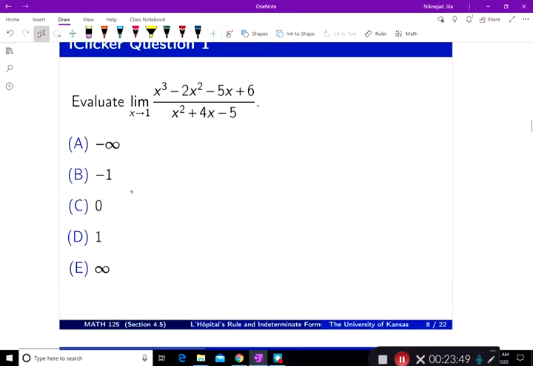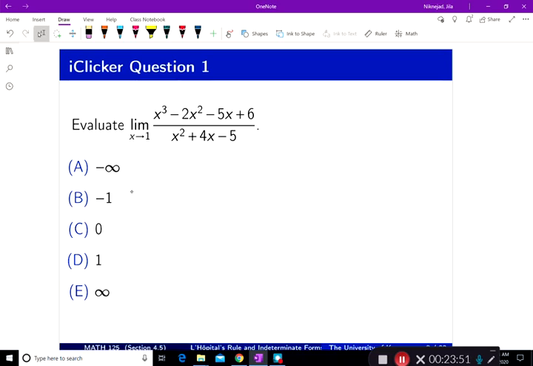Now let's go to iClicker question 1. Let's evaluate this limit. So I suggest taking a pause and coming back. So again, if I plug in 1 in the top, it's 1 to the power 3 minus 2 minus 5 plus 6, which is 0. If I plug in 1 in the bottom, I get 1 plus 4 minus 5, 0. So the form is 0 over 0.